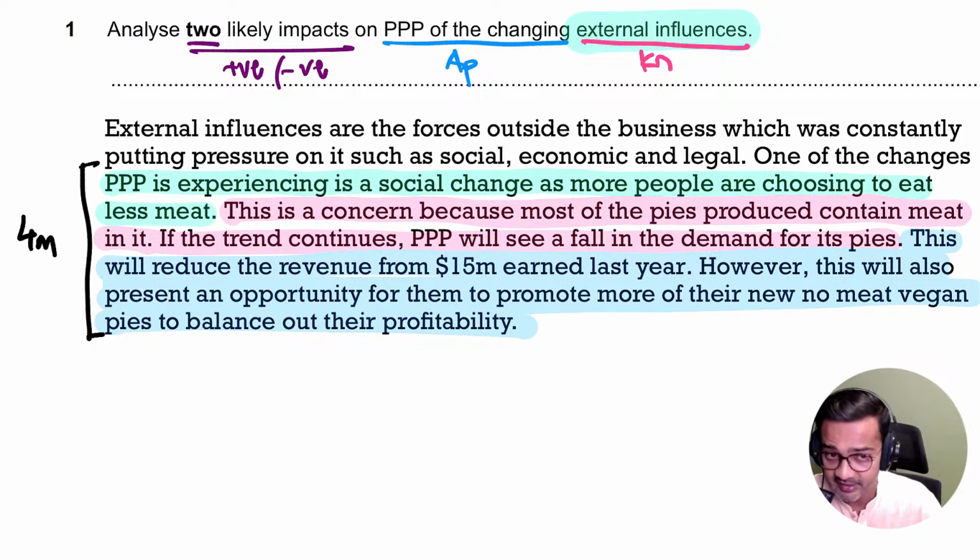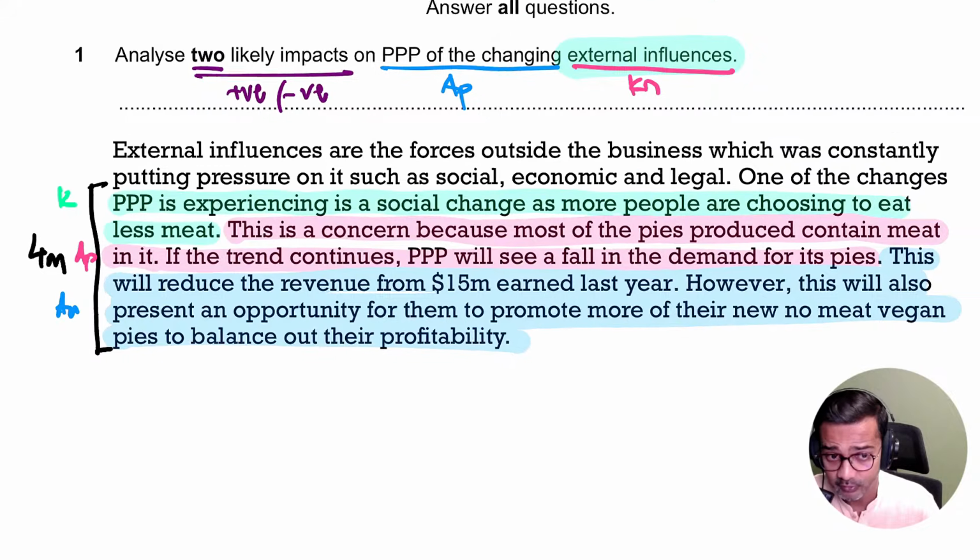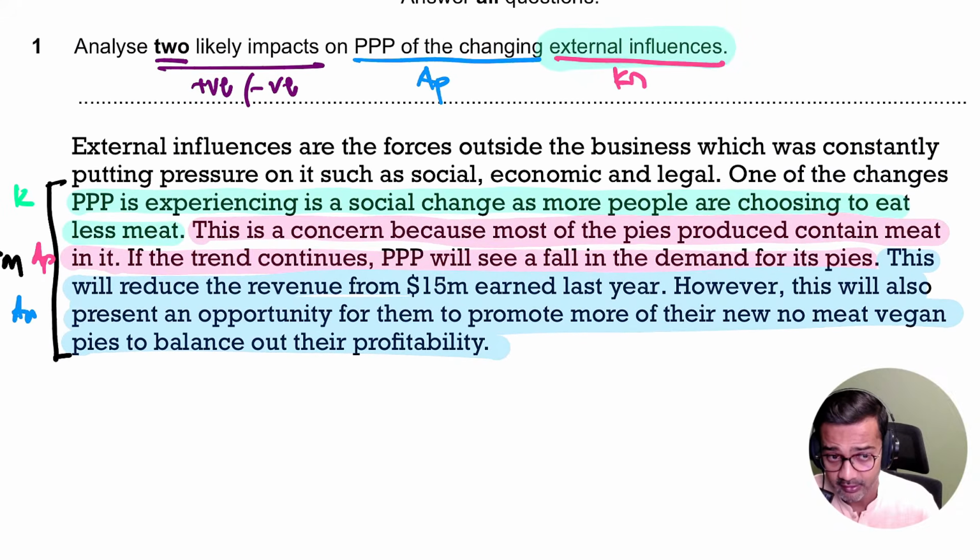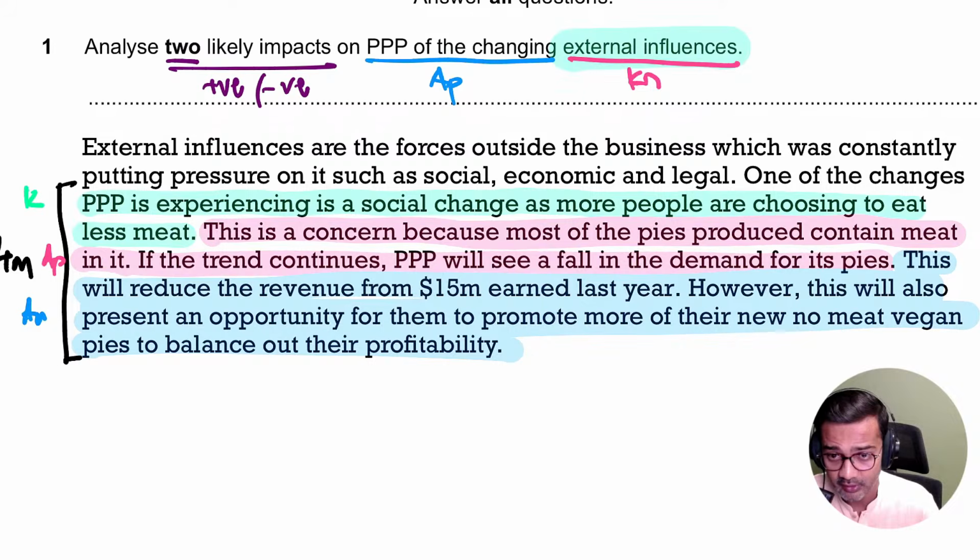You need to do the same thing again for another paragraph. So my knowledge, my application, and my analysis. That's the trick you need. And this is the way that you also attempt your 12 marker. The only difference is that you also add a bit of evaluation to it, but the structure remains the same.